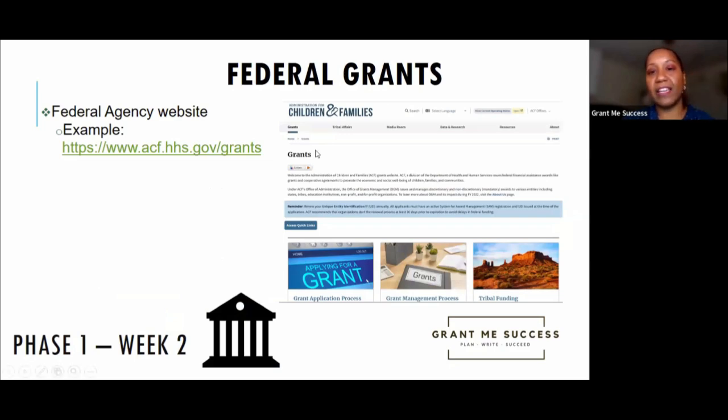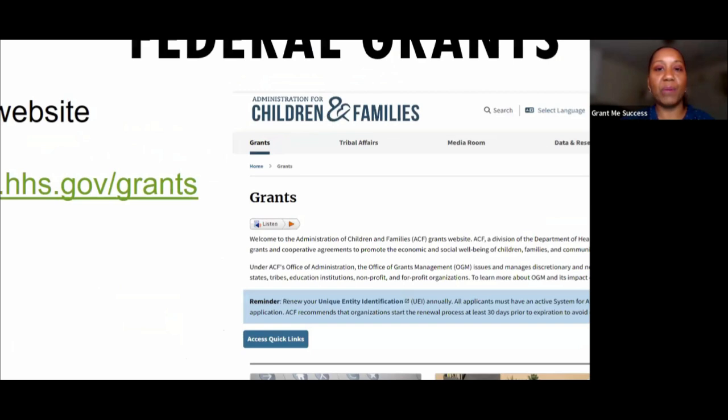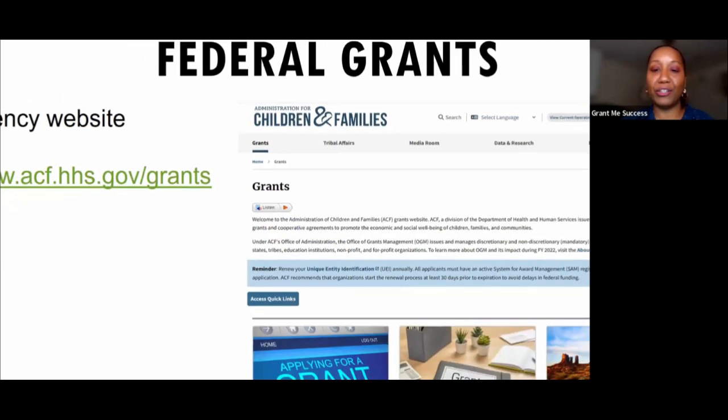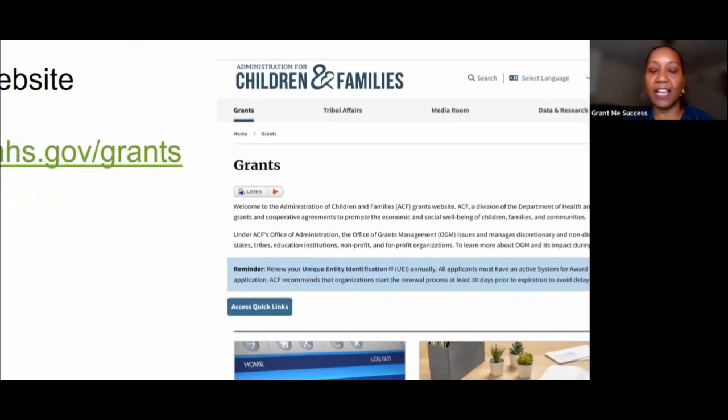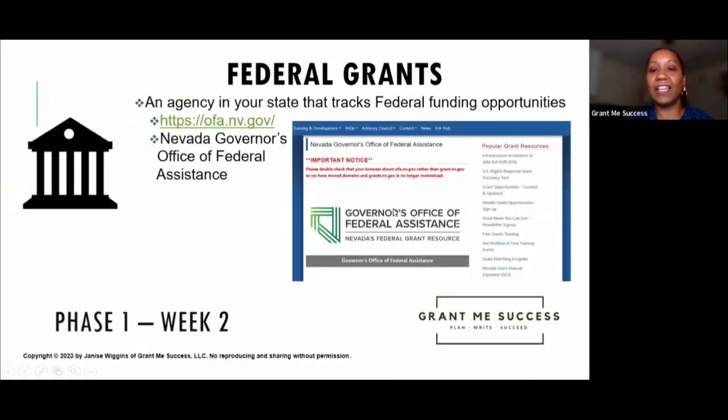Remember, I said if it's a program related to children and families, perhaps you could go on the website for the Administration for Children and Families and look, they have a grants tab here. And they are reminding you that you need what's called a UEI, or a unique entity identifier number, to be able to apply for federal grants.